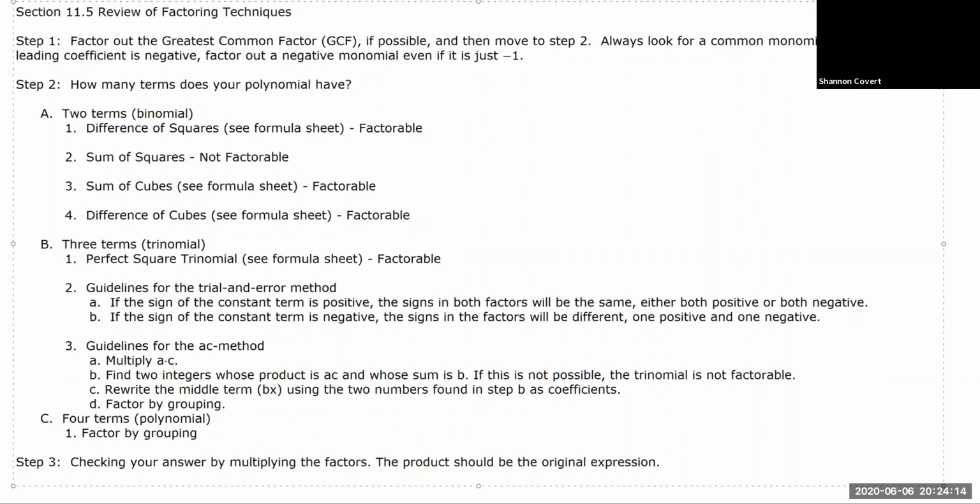All right, this is section 11.5, review of factoring techniques. So I'm going to walk through the various steps here, and then we will move right into examples.